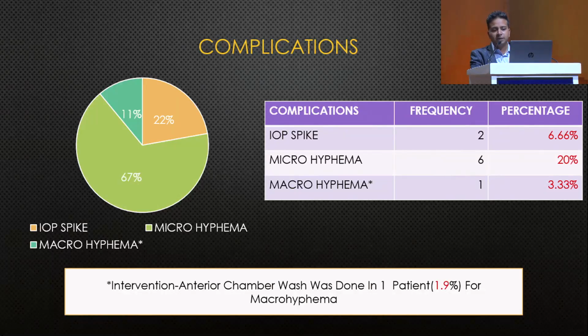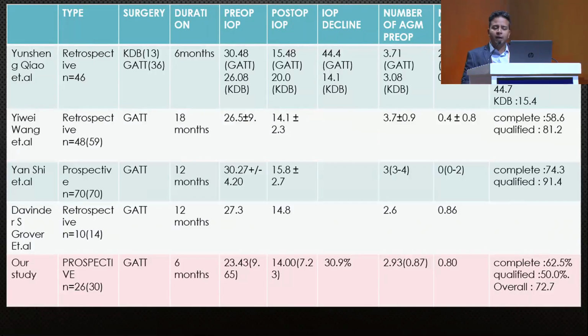Microhyphema was seen in 6 patients, which resolved at the end of 1 week. Macrohyphema was seen in 1 patient, which required an anterior chamber wash. If we compare our study with previously done studies, some studies showed GAT having 65.6% complete success, and others, like Qu et al., showed 58.6% reductions, and a bigger prospective study of 12 months showed 74.3%. Ours, being an Indian population, had a complete success of 70.7%.